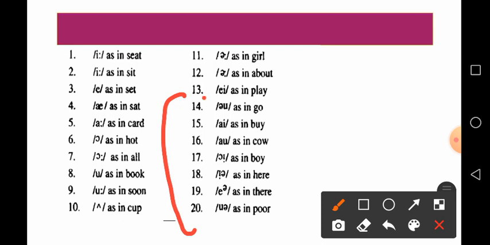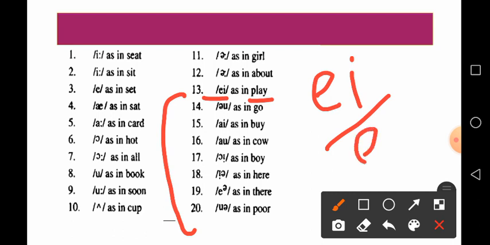You can see in number 13 there are 2 vowels, A and E. We can use this in a word while pronouncing: play. In the pronunciation of play, we pronounce A, E, play. So this A is called a diphthong.